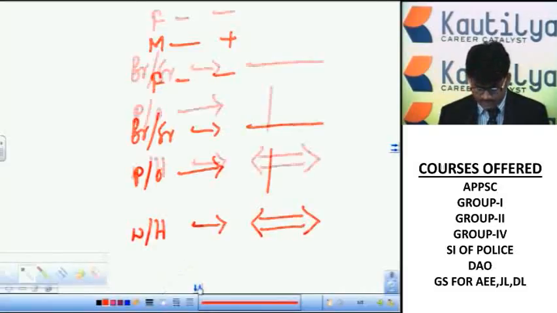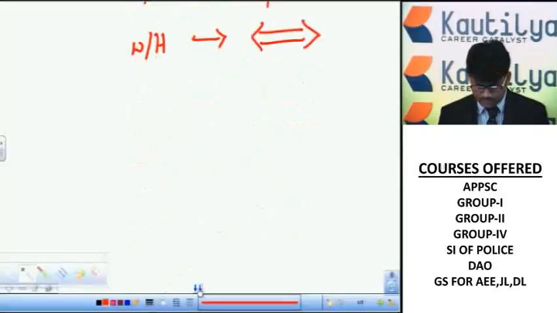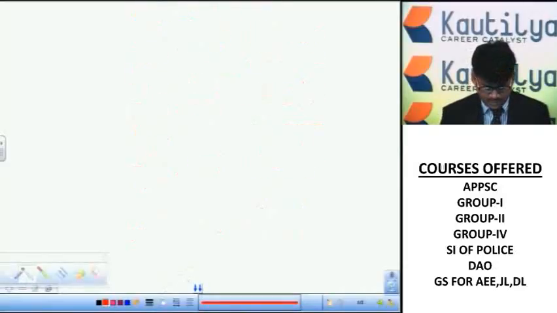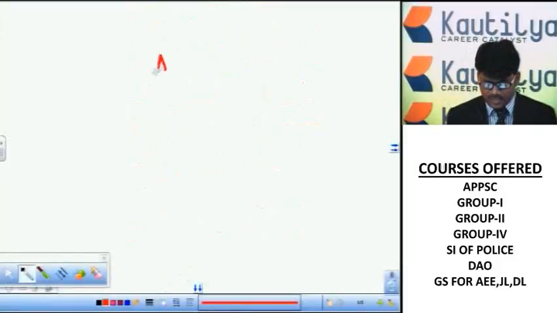For example, the representation of A and B should be in this way.